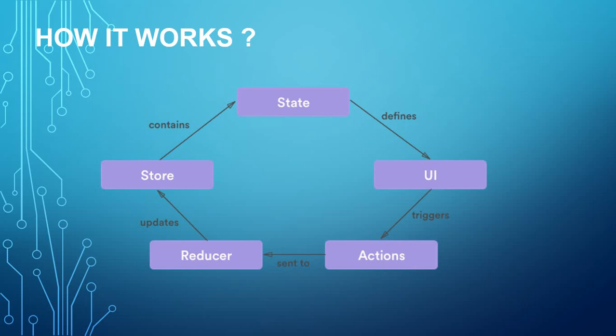So the store holds the Redux state and allows access to modify it. It's kind of like a middleman between the actions and the reducers. And the state defines the UI component, and that's the cycle of how Redux works when we want to update the state on the store.